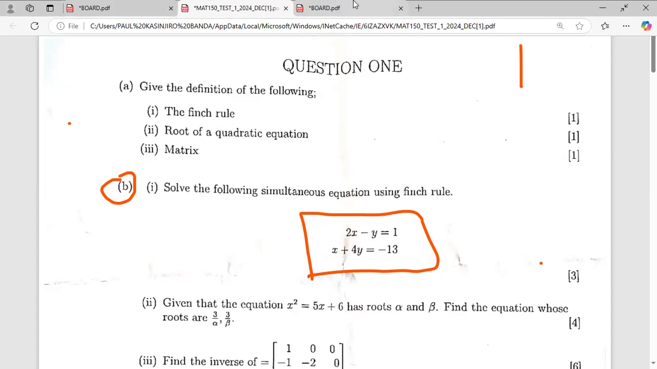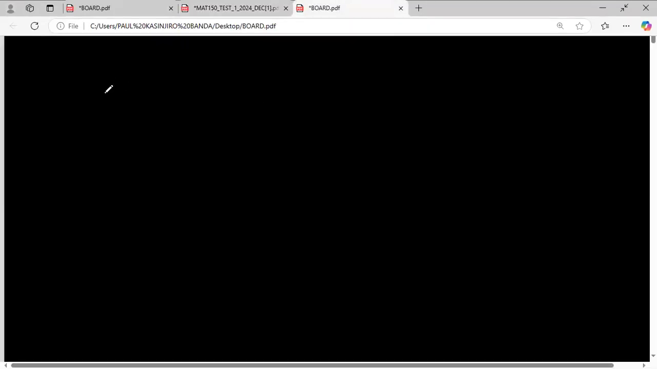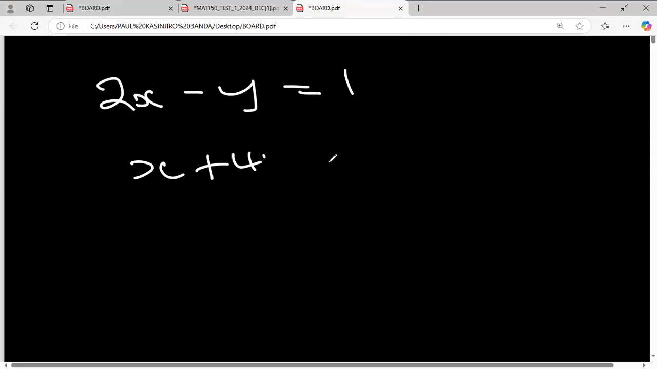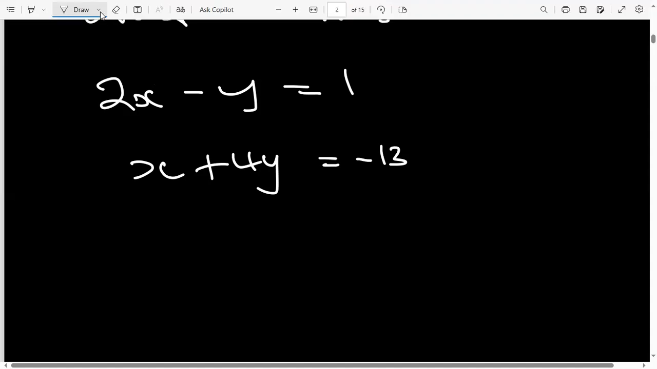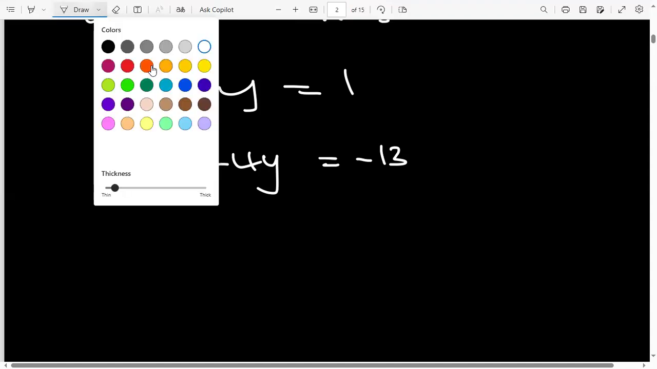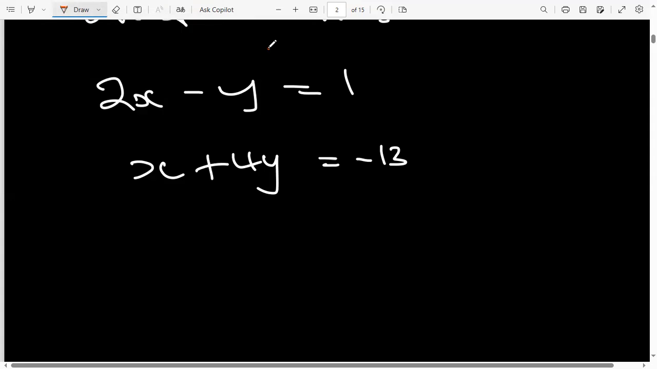Let's put this question on the board and try to solve it. We have 2x minus y equals 1, and another one, x plus 4y equals minus 13. Now remember those a, b and c, and the e, f and d. We are going to get those a's and b's from these equations.